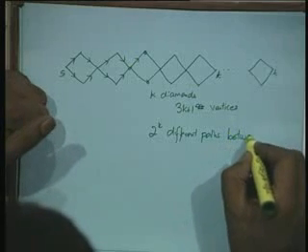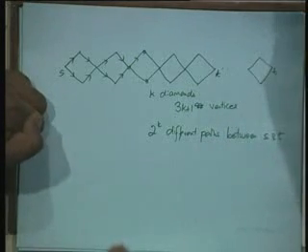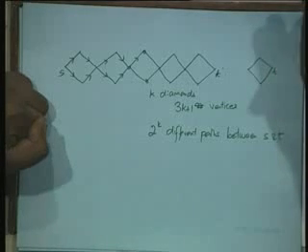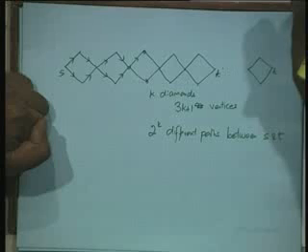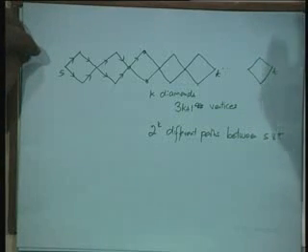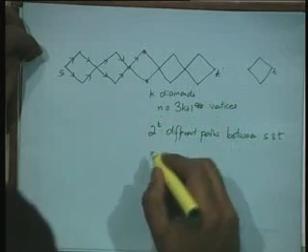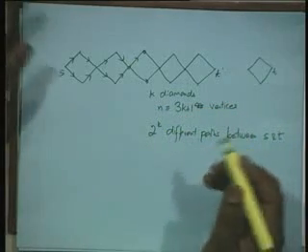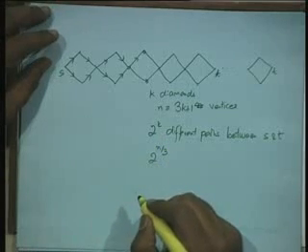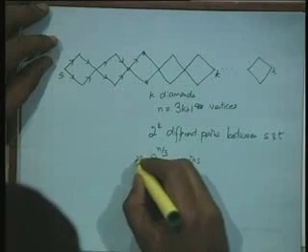between S and T. Yes? Everyone follows this? Now what is the value of k? If we have n vertices, then k is roughly n by 3. So this is 2 to the n by 3 paths, roughly.